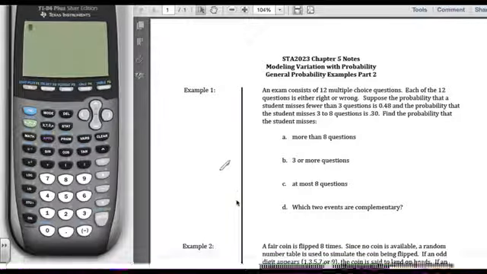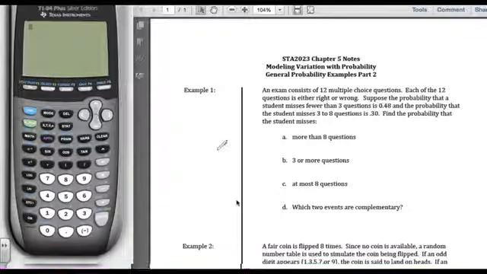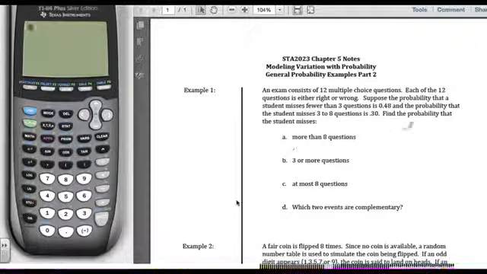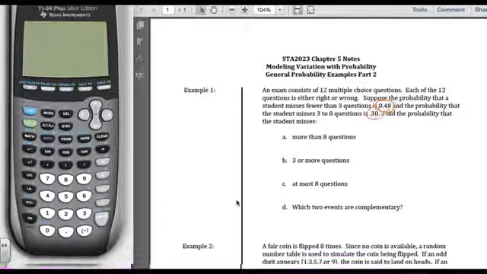Suppose the probability that a student misses fewer than 3 questions is 0.48, and the probability that a student misses 3 to 8 questions is 0.30. I want to find the probability that a student misses these probabilities here. I'm going to start by figuring out my sample space. I don't have 100% accounted for already, and I know that because I have 0.48 or 48%, and I have 0.30 or 30%, so that totals to be 78%. So there's still 22% missing that I need to find.